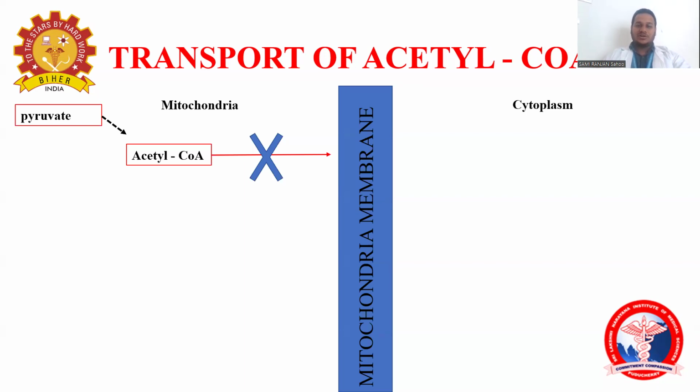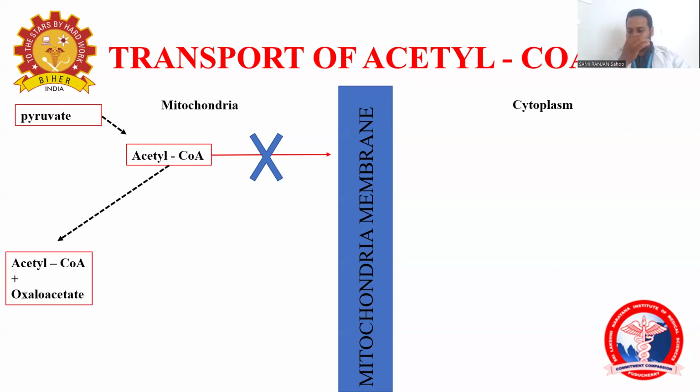This acetyl-CoA cannot be transported through the mitochondrial membrane to reach the cytoplasm, where the biosynthesis of fatty acid takes place. The mitochondrial membrane doesn't have the permeability to let acetyl-CoA cross. Rather, what takes place? This acetyl-CoA combines with oxaloacetate in the TCA cycle to form citrate.